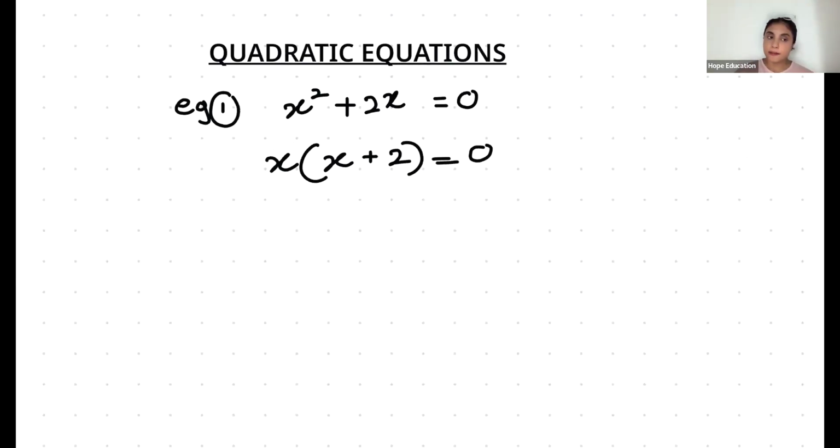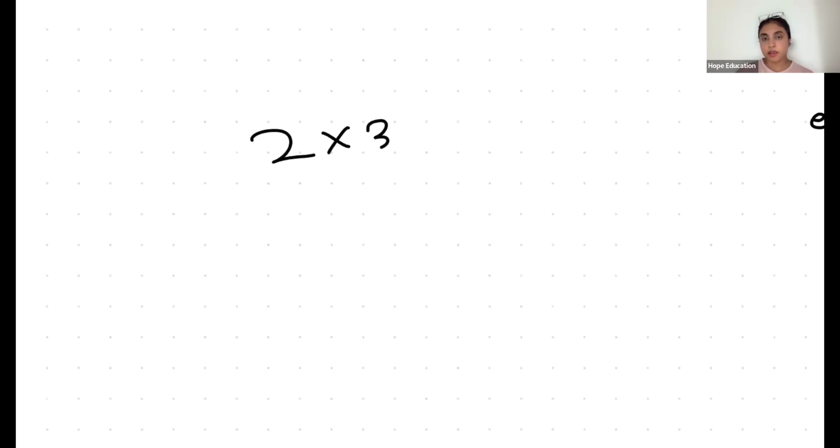Then here there is a multiplication, right? There is nothing, which means there is a multiplication here. x multiplied by x plus 2. So when two things are getting multiplied, if the answer is 0, do you understand? So just imagine 2 multiplied by 3 is 6. Minus 1 multiplied by 7 would be minus 7.